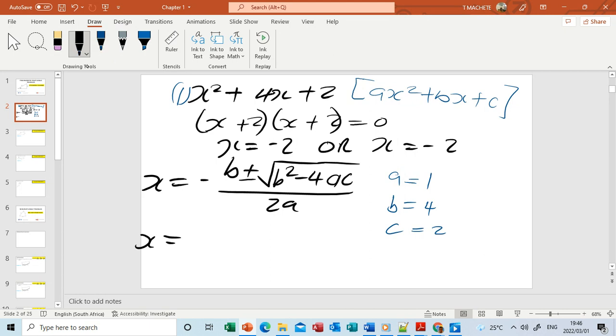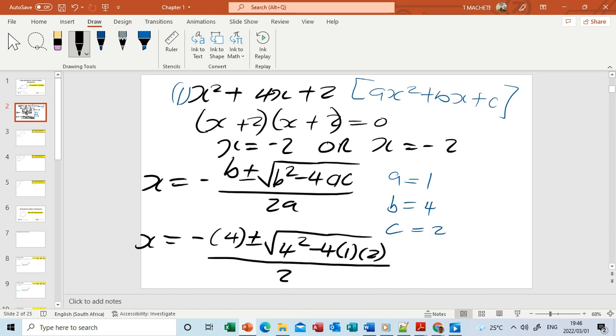So you're going to say x equals minus b, which is 4, plus or minus root b squared. So you write 4 squared minus 4, a is 1, and c is 2. And then you're going to divide by 2a, so your a is 1. Any question? So far, so good. Any question so far?